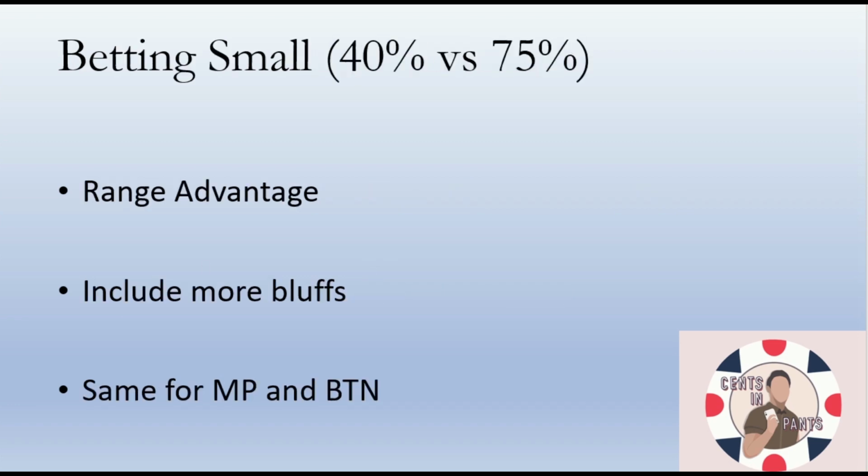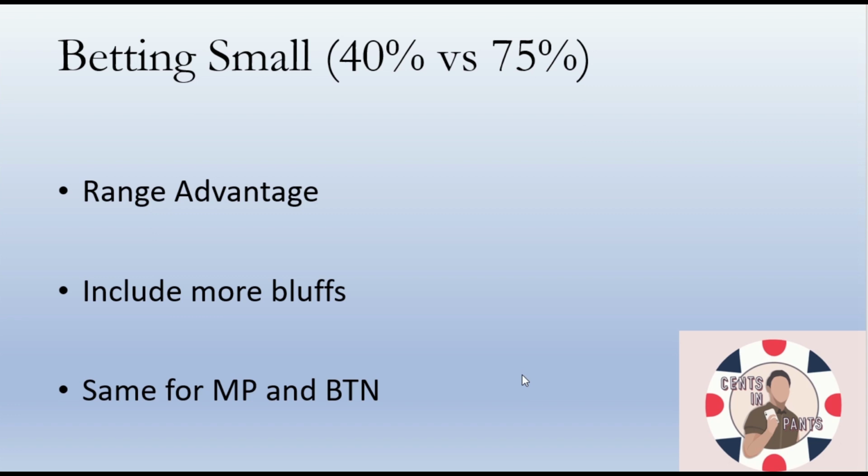Okay, so when it comes to betting the flop, we still want to bet small. The sizes that I've used for my simulations are 40% and 75%. GTO doesn't bet 75% pot at all, and this is because we basically have a range advantage when we are early position, and betting small allows us to include more bluffs, and this is the same for MP and button.